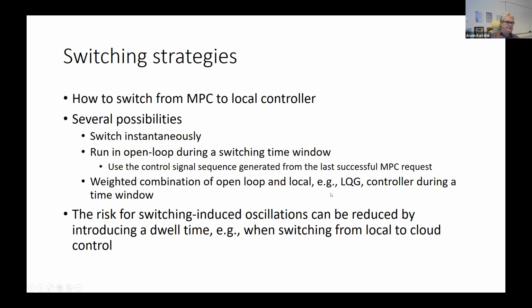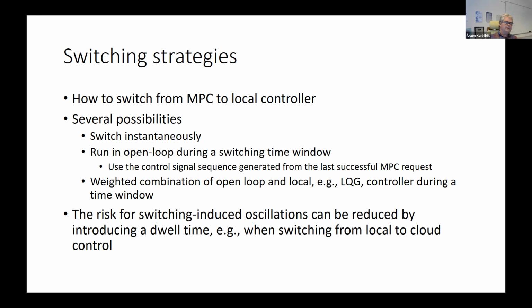Then we have the switching strategies. How should you switch from the cloud MPC to the local controller? There are several possibilities. You can switch instantaneously. As soon as you don't get any response back, you can run a linear quadratic controller and switch instantaneously. You can also run open loop during some switching time window. And what you do then is you use the control signal sequence generated from the last successful MPC request, because remember that the MPC doesn't return only one control signal, it returns a sequence of control signals. And then, of course, you can use a weighted combination of these techniques.